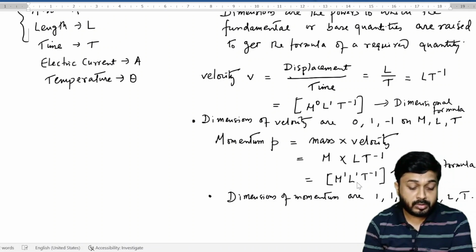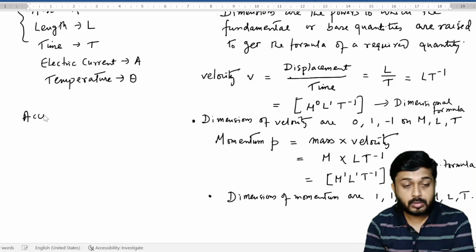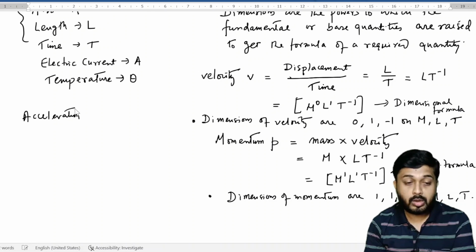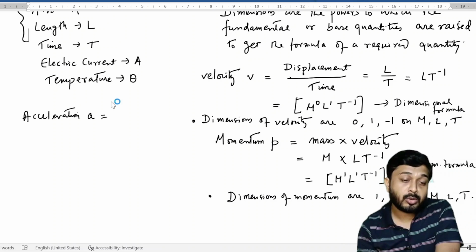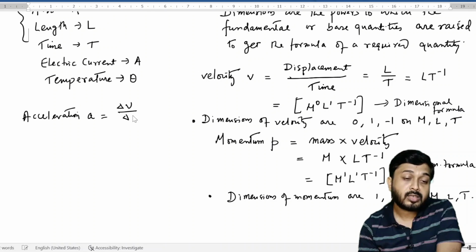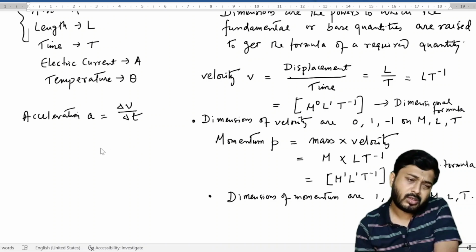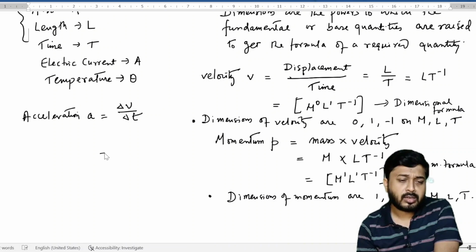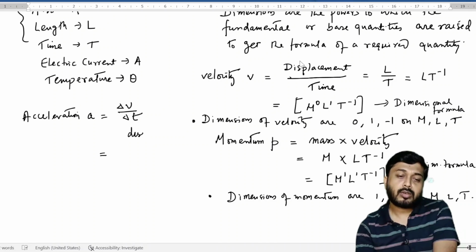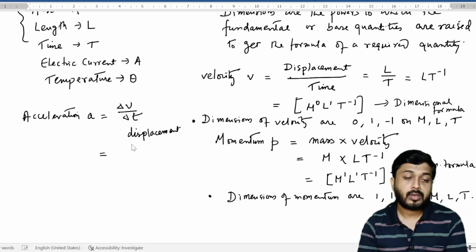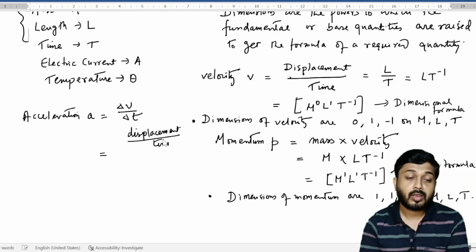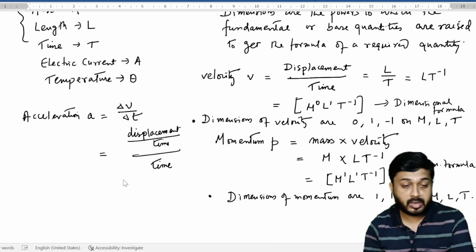Alright, so after that I'm giving you some more examples. The next one I want to tell you is acceleration. What is the formula for acceleration? Tell me. The formula for acceleration is change in velocity by change in time, isn't it? What velocity is? Can you tell me? Velocity is actually nothing but displacement per unit time, right? That's what I told you before already. Displacement per unit time. And in the denominator there is another time.